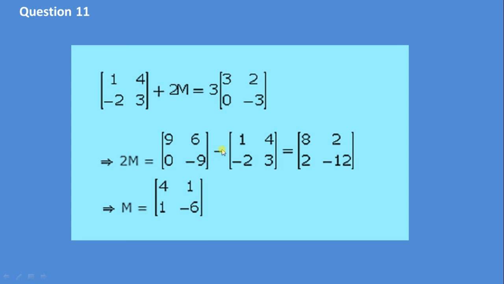Minus of the first matrix, what we have here, 1, 4, minus 2, 3, is shifted from the left hand side to the right hand side. So it will be minus of the matrix that was on the left hand side. Now subtract the corresponding elements, and in the next step divide all the elements by 2 or multiply the elements by 1 by 2. So the matrix M will be equal to 4, 1, 1, minus 6.